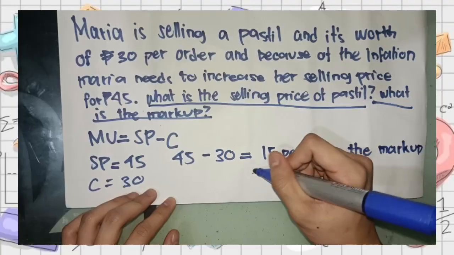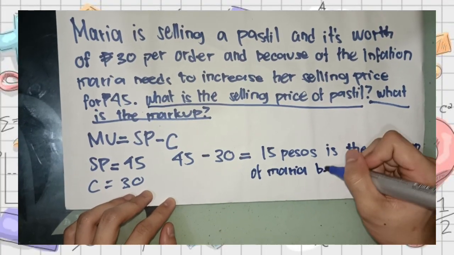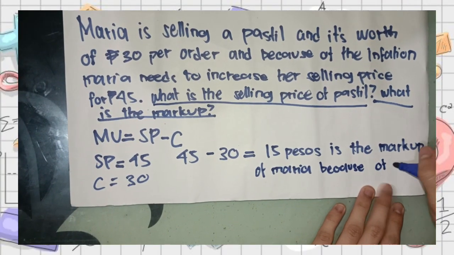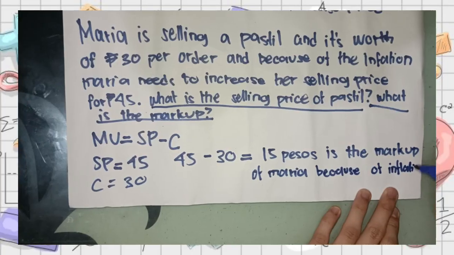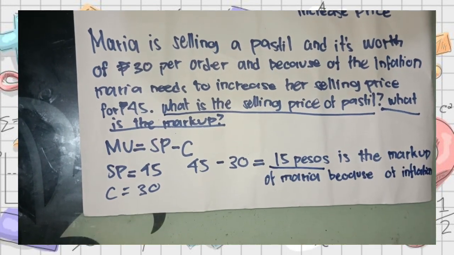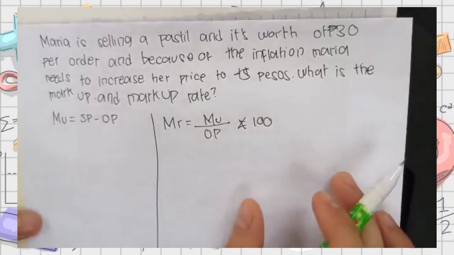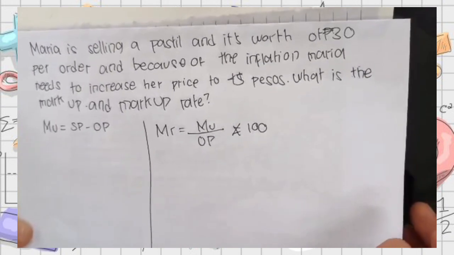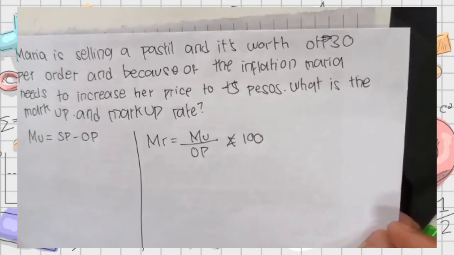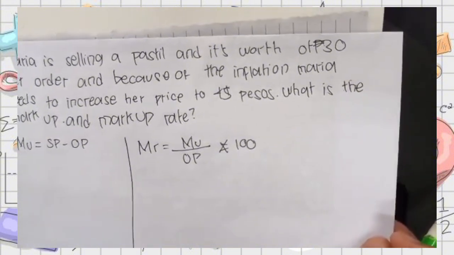Ayan, 15 pesos daw yung naging markup niya sa tinitinda niyang pastil. Ayan, 15 pesos daw yung naging markup dahil sa inflation kasi nga tumaas na yung mga raw materials. So for the markup rate, Maria is selling a pastil and it's worth 30 pesos per order. And because of the inflation, Maria needs to increase her price to 45 pesos. Ang tanong, ano yung markup at ano yung markup rate?